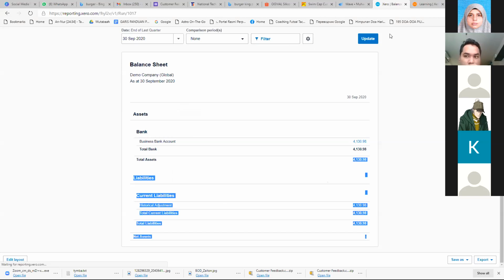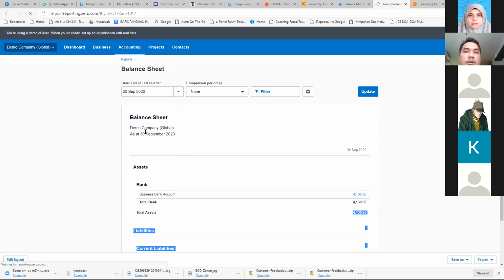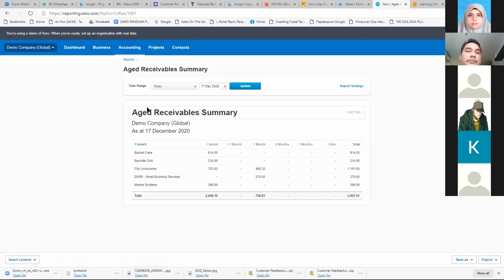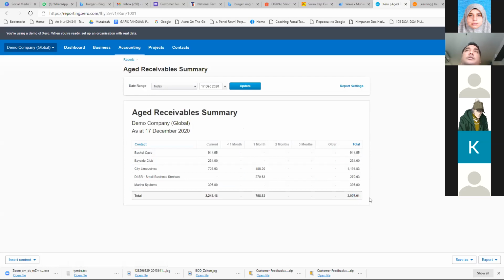So I'll show you from the Zero report account. For example, this is what we call an aged summary for the debtor, the aged receivable summary. So you see that these are the people that owe my money. For example, these small businesses like Basket Cash, Baseline Club, City Luminous, and the money system. Okay, so I have a total that people owe me of about 2007.